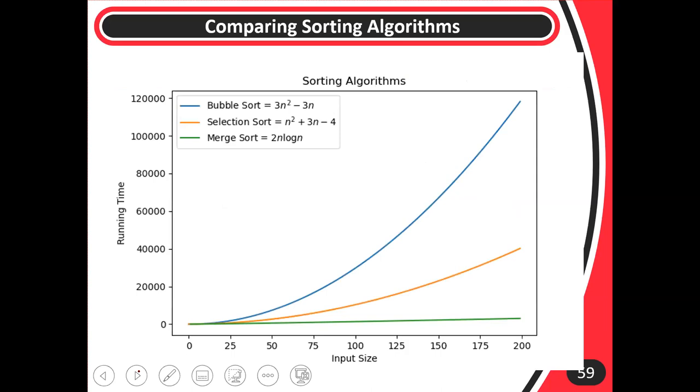Okay, so if we graph these, well, we've seen these two before. We've seen bubble sort and selection sort. So we've seen that selection sort performs better than bubble sort, but merge sort next to these two almost appears flat, right? Because n log n is significantly faster than n squared. So this divide and conquer algorithm on our sorting actually works very, very well.